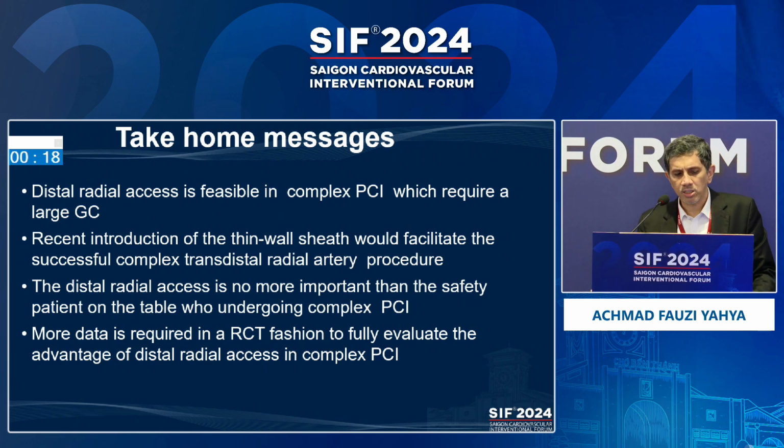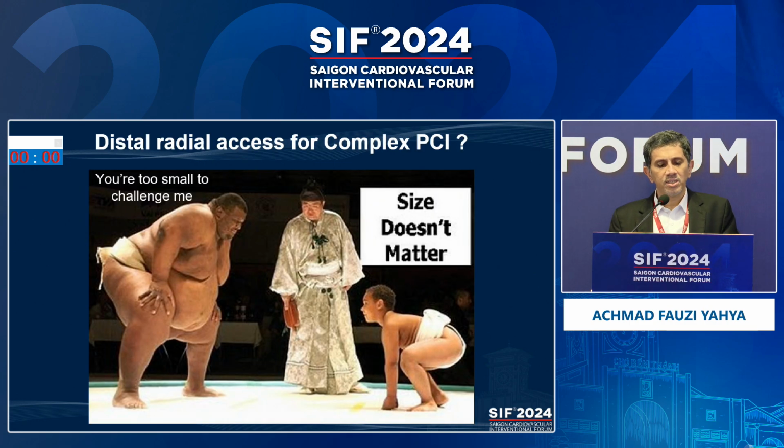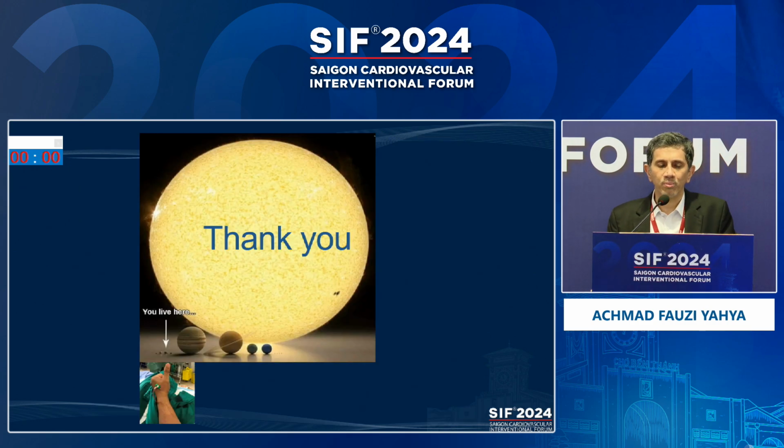So distal radial access is feasible in complex PCI, which requires a large guiding catheter. The introduction of thin wall sheaths facilitates successful complex transradial artery procedures. Distal radial access is no more important than safety of the patient on the table who is undergoing complex PCI. So don't die for distal radial access; the most important part is the safety of the patient on the table. More data is required in randomized controlled trials to fully evaluate the advantage of distal radial access in complex PCI. So size doesn't matter. Thank you very much.